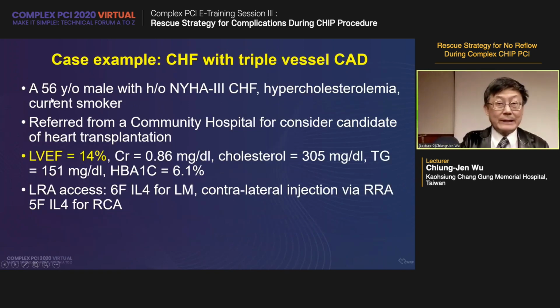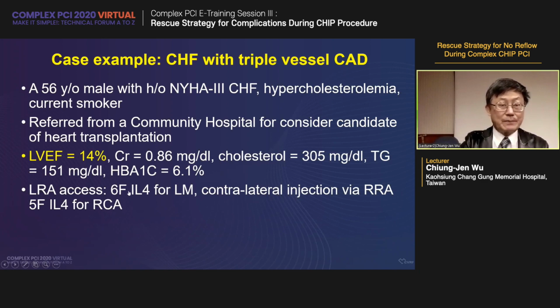So one of the examples: a 56-year-old male with heart failure, functional class three, hyperlipidemia, current smoker. He was referred from the community hospital, considered a candidate for heart transplantation, because LVEF was only about 14%. Normal renal function, cholesterol 305 milligrams per deciliter. It's quite high. No diabetes.